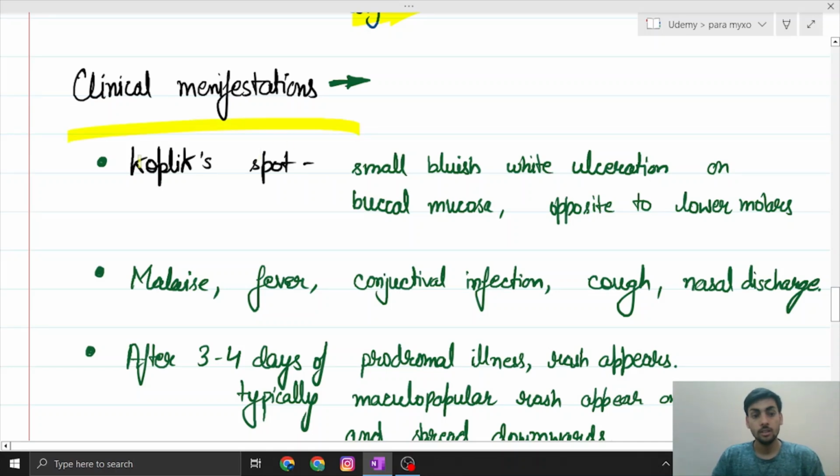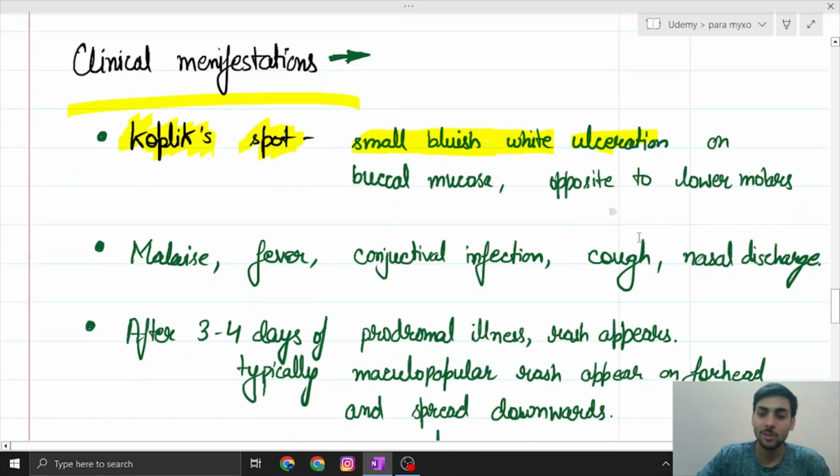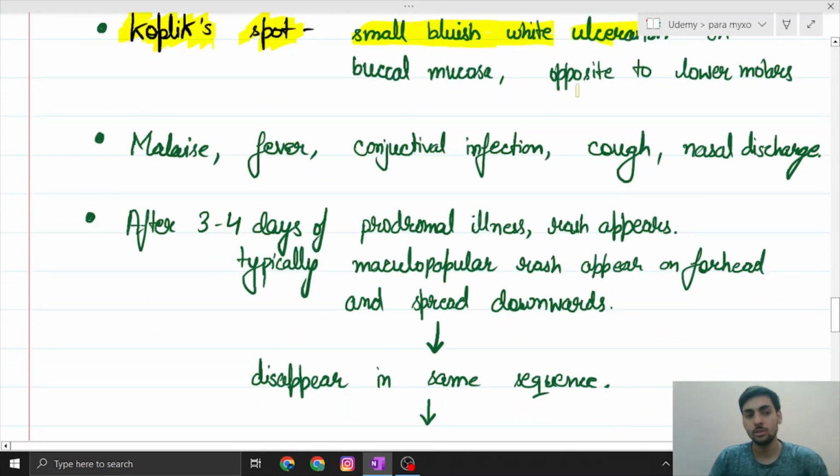Now we will talk about clinical manifestations. First and most important is the Koplik spot. Whenever a doctor sees this small bluish white ulceration on the buccal mucosa, opposite the lower molars, it is a Koplik spot. Just see the picture to see how these Koplik spots look. After that, the patient will suffer from malaise, fever, conjunctival infection, cough, and nasal discharge also.